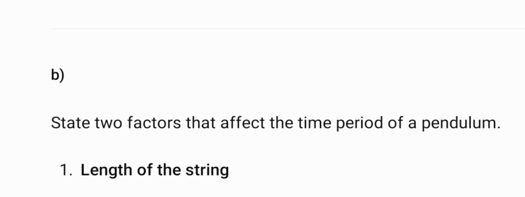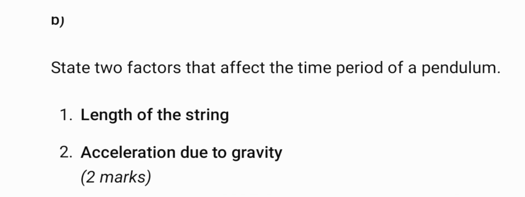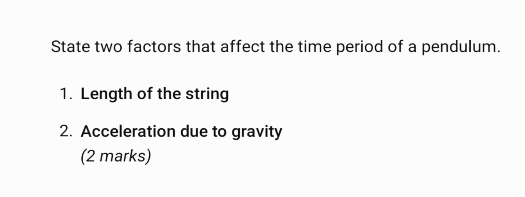Number B. State two factors that affect the time period of a pendulum. We have length of the string. Number 2, acceleration due to gravity. Gravity can affect the period of a pendulum. Then the length of the string.